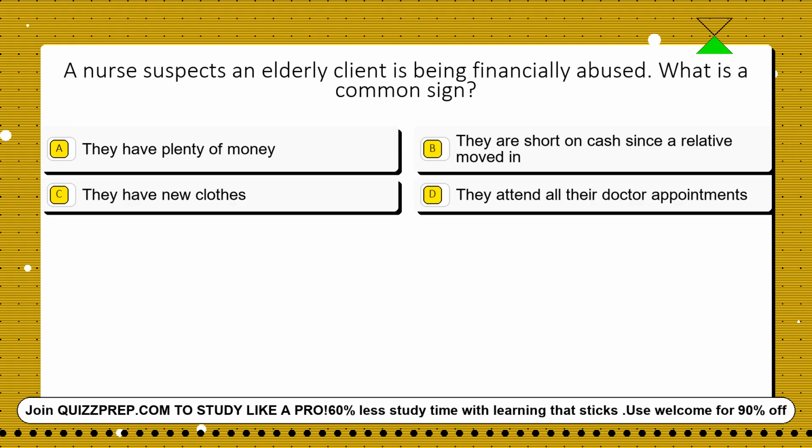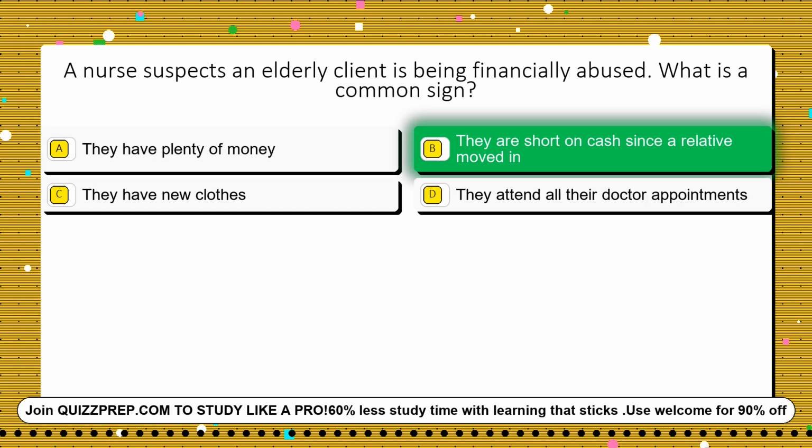Question 80. A nurse suspects an elderly client is being financially abused. What is a common sign? Option A, they have plenty of money. Option B, they are short on cash since a relative moved in. Option C, they have new clothes. Option D, they attend all their doctor appointments.